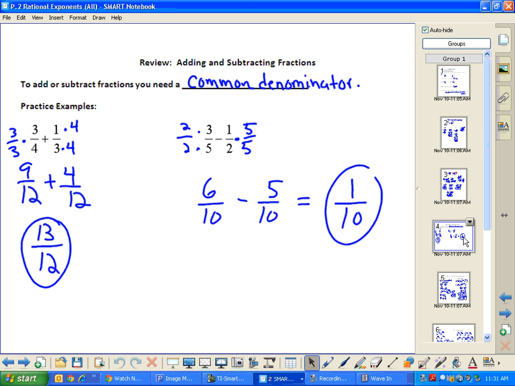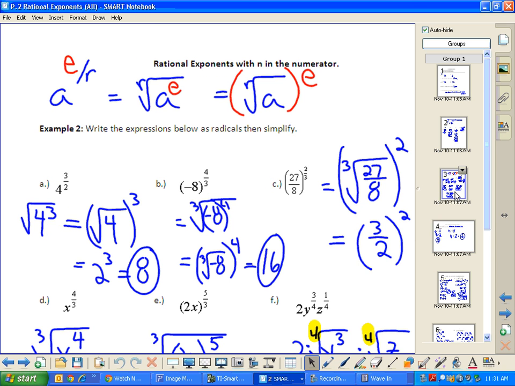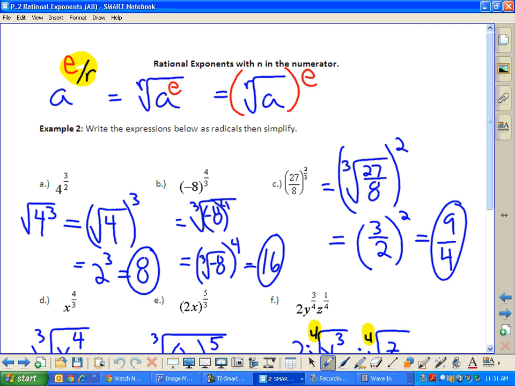Okay, so I usually get a question at this point in time like, Mrs. Lucas, 13/12. Can I write that as 1 1/12? And you can, but please keep in mind the role of fractions in this section. The role of fractions in this section is to actually show you radicals in disguise, you know, using our ER rule.